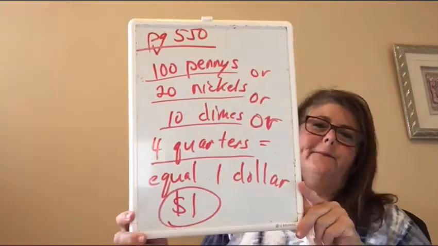Look at page 550. Let's talk more about money. You need 100 pennies, 20 nickels, or 10 dimes, or 4 quarters. They all equal $1. 100 pennies, 20 nickels, 10 dimes, 4 quarters. This is what you need to know about money.